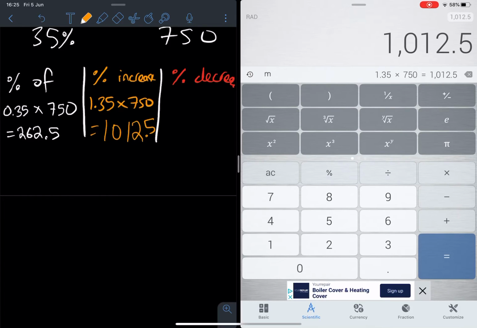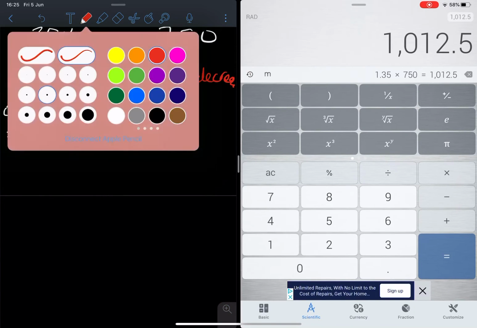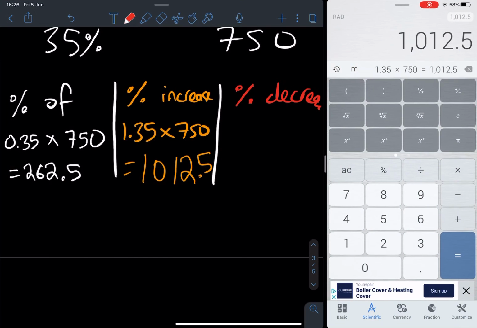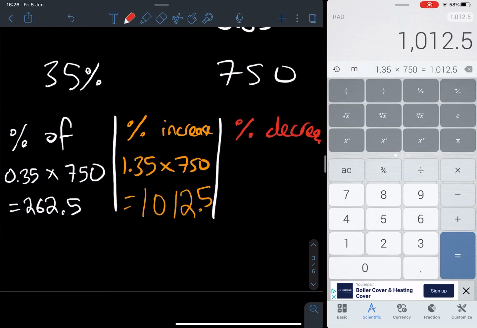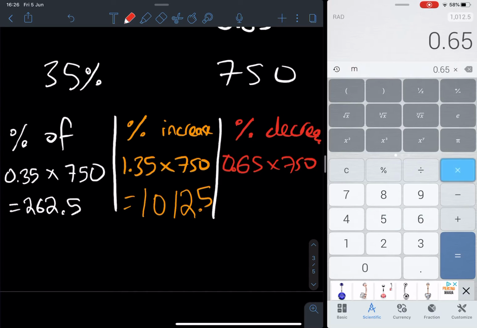Now, what do you think I do for a percentage decrease? It must be that I do 100 take away 35%, which is 65%, which is 0.65 times 750, which is 487.5.